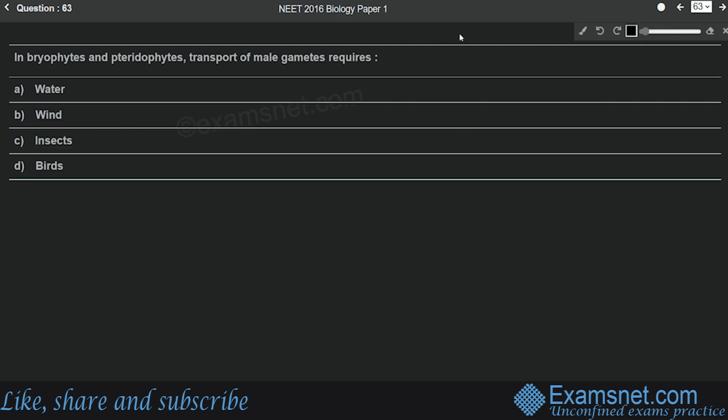Question number 63 is from the chapter Plant Kingdom. And the question is, in bryophytes and pteridophytes, transport of male gametes requires. Options are water, wind, insects and birds. So we know that in bryophytes as well as pteridophytes, the male gamete is produced by the structures known as antheridia, right? And the male gametes are known as antherozoids. So these are the male gametes, right?